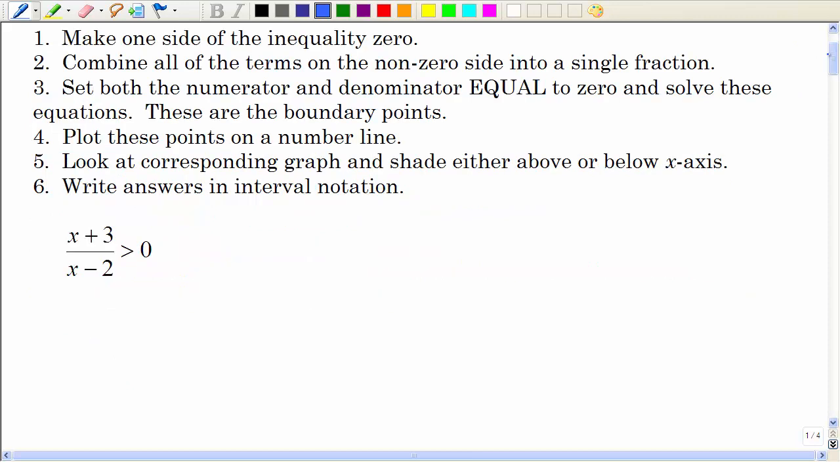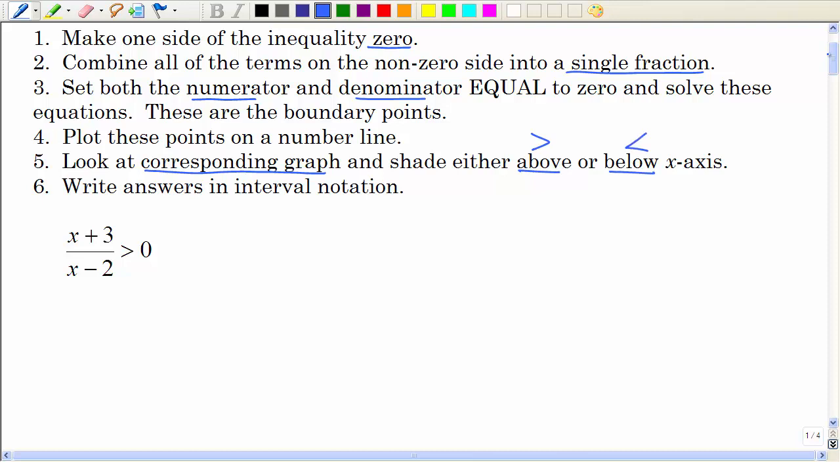We need to make one side of the inequality 0, so we can compare above or below 0, positive or negative. We want to combine all the terms into a single fraction on the other side. We've got to find when the numerator and denominator equal 0, so those are our boundary points. Then we're going to put these points on a number line, and look at a corresponding graph to help us decide either above for greater than or below for less than.